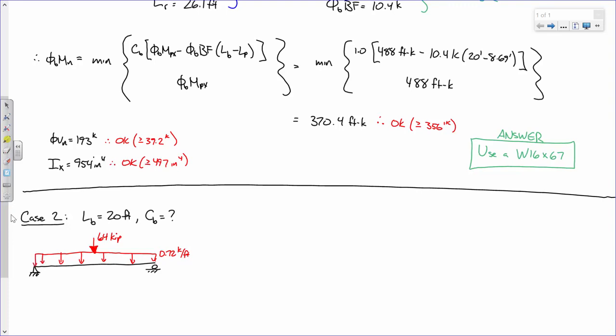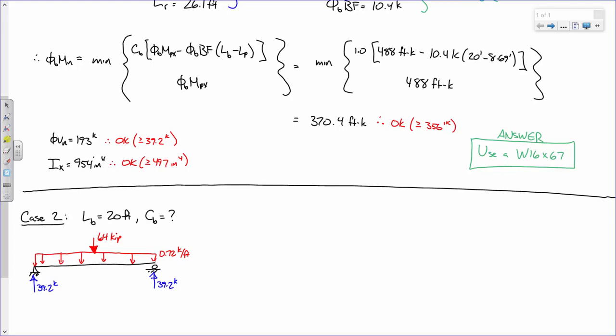Now, help me out with a couple other things. Does anybody know what the reactions are offhand? It's a trick question because we've actually already computed it. 39.2. The reactions are the maximum shear force, right? We already computed that. But if you didn't know, just take half that plus half this. So 0.72 times 20 feet over 2 plus 32. And there you go. So this is 39.2 kips. Is everybody with me on this?